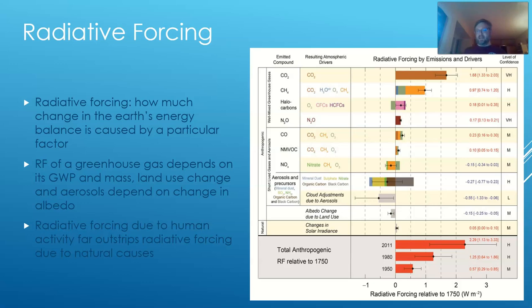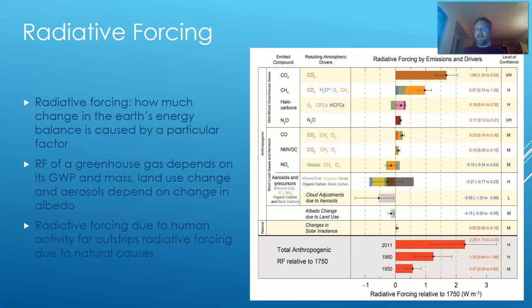So CO2, pretty big radiative forcing, warming the Earth. CH4, which is methane, you can see has a decent sized one because methane is a more powerful greenhouse gas, even though we're putting out less of it. Then you see halocarbons, a class of chemicals that also functions as a greenhouse gas, has some radiative forcing there. Nitrous oxide has a smaller contribution.